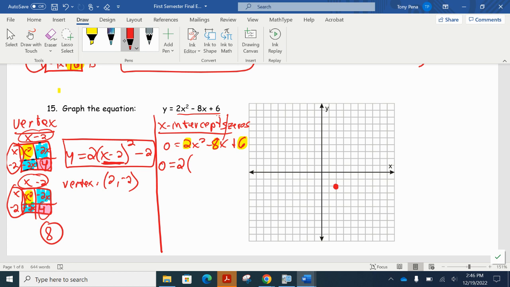When I do that, the only thing left over for this first term would have been an x squared. And then I would have had minus, and I would ask 2 times what would have given us this 8, and that would have had to have been a 4. Then I'd have this plus sign, and then I would have asked 2 times what would have given us that 6, and that would have had to have been a 3.